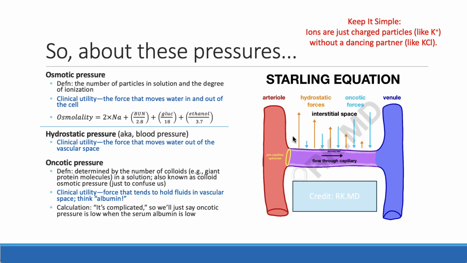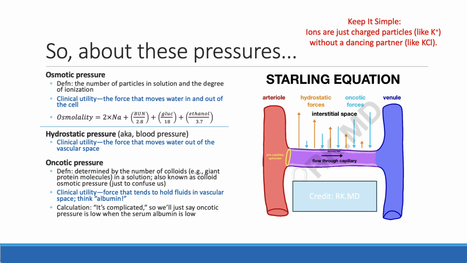So as we get rid of fluid from the hydrostatic forces, now the oncotic forces are trying to push fluid back in, right? The oncotic forces from the higher concentration of protein at the venous end are going to start pulling in water, and now we get equilibrium. Okay? So this is not that complicated, but it's more complicated than I care to talk about. And so we're just going to use the albumin level as our guide for knowing what the oncotic pressure is.